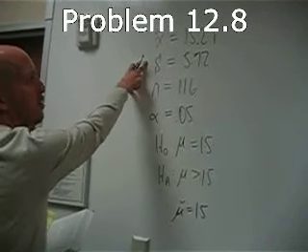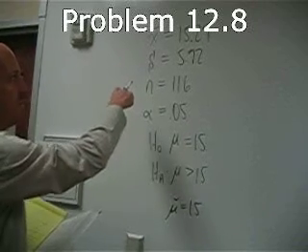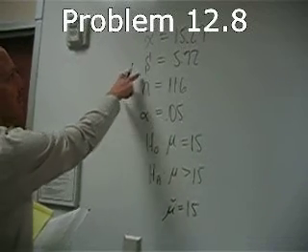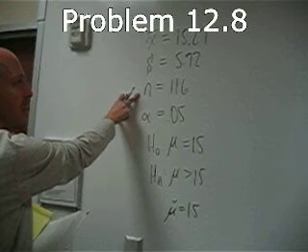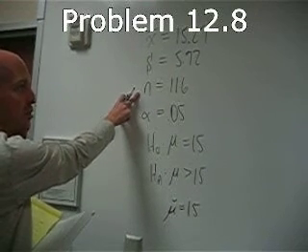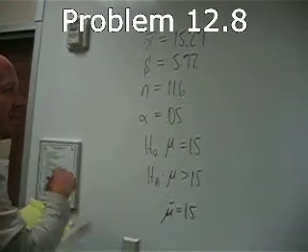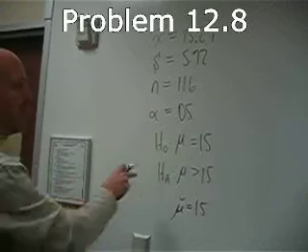The sample mean is 15.27, so that's the average number of commercials watched among those they sampled. The sample standard deviation is 5.72. The sample size, the number of people they talked to, is 116. The significance level is given at the beginning of the section, so we use a 5% significance level.